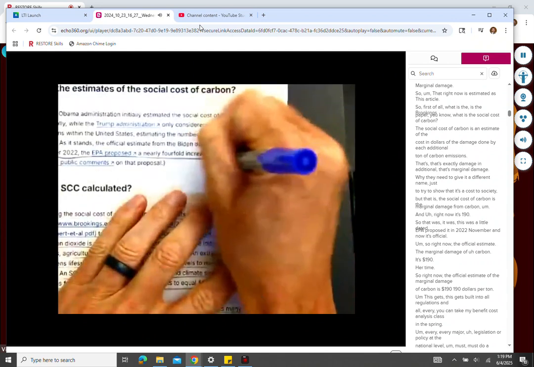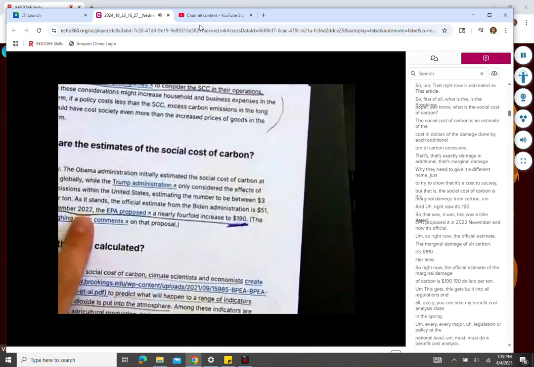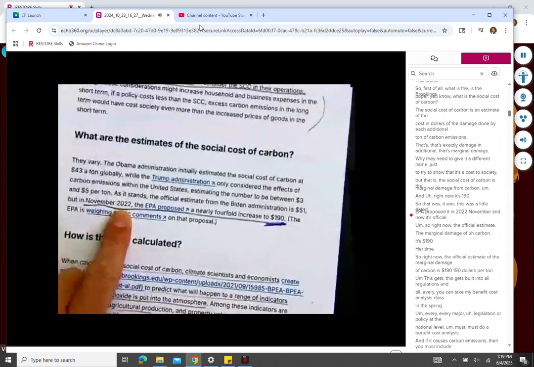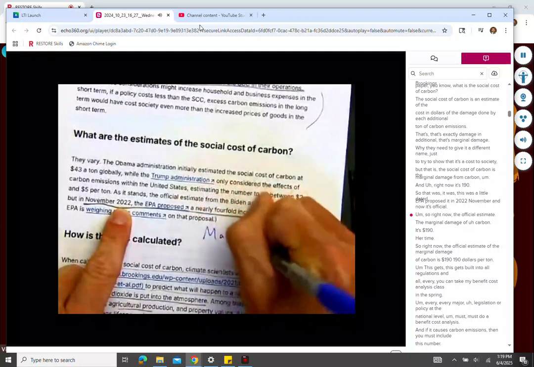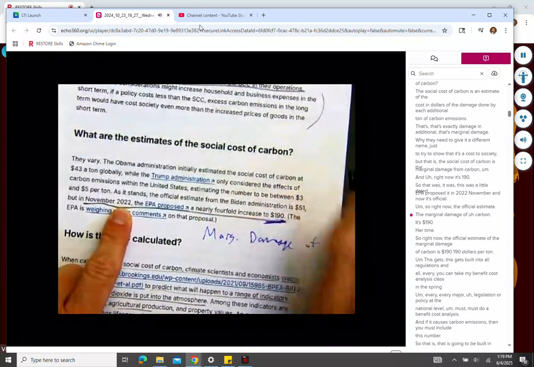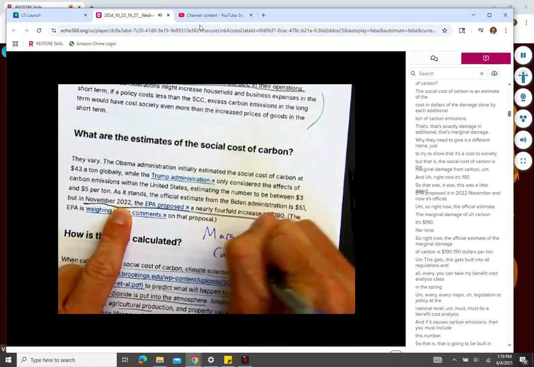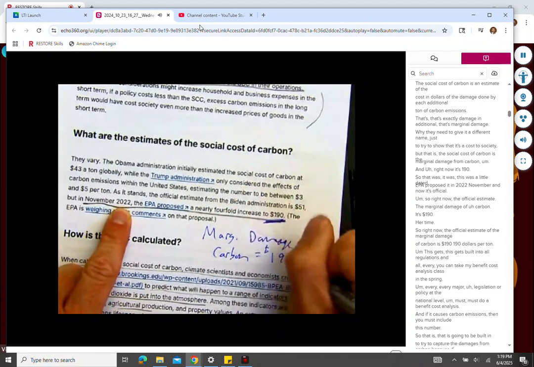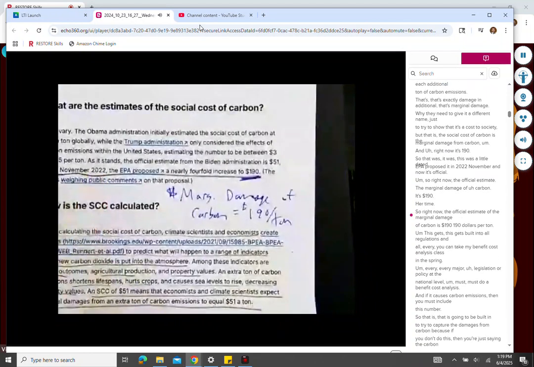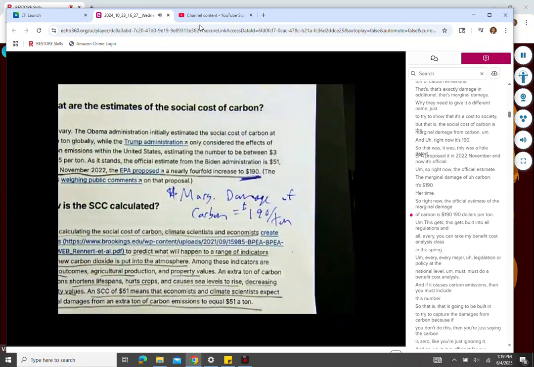Right now it's 109. So this was a little dated. EPA proposed it in November 2022, and now it's official. So right now, the official estimate of the marginal damage of carbon is $190 per ton.